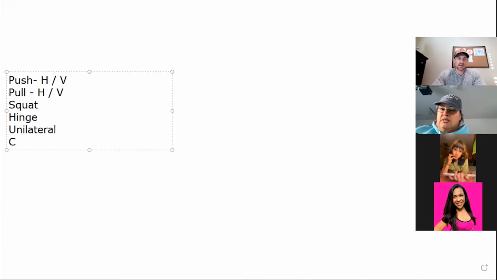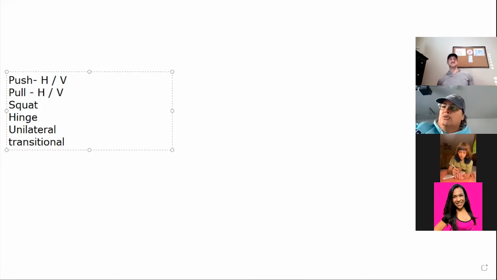And then we transitional. All right, so let's go through, when you look at the tenets of programming, before I designed this program for Troy today, we want to make sure that we're doing some type of upper body push, upper body pull, and just one leg exercise.